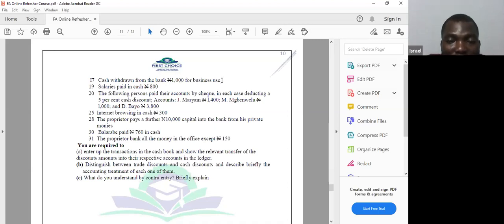Now, this is what we call contra entry. This is what we call contra entry because contra entries are single transactions that appear both on the credit side and the debit side of the same ledger. So whenever a single transaction occurs both on the debit side and on the credit side of the same ledger, it is regarded as a contra entry. So now, cash withdrawal from the bank.